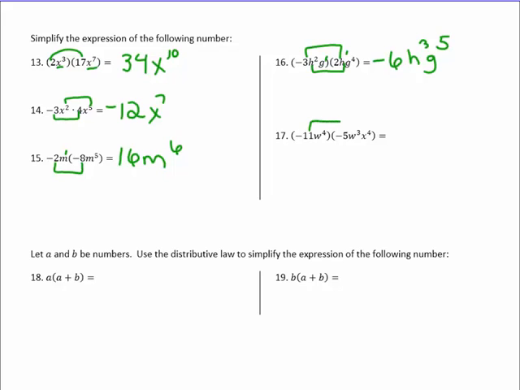For number 17, do your negative 11 times negative 5 is positive 55. Combine your w's. So that's w to the 7th. I don't have an x over here, so we're just going to copy that one down.